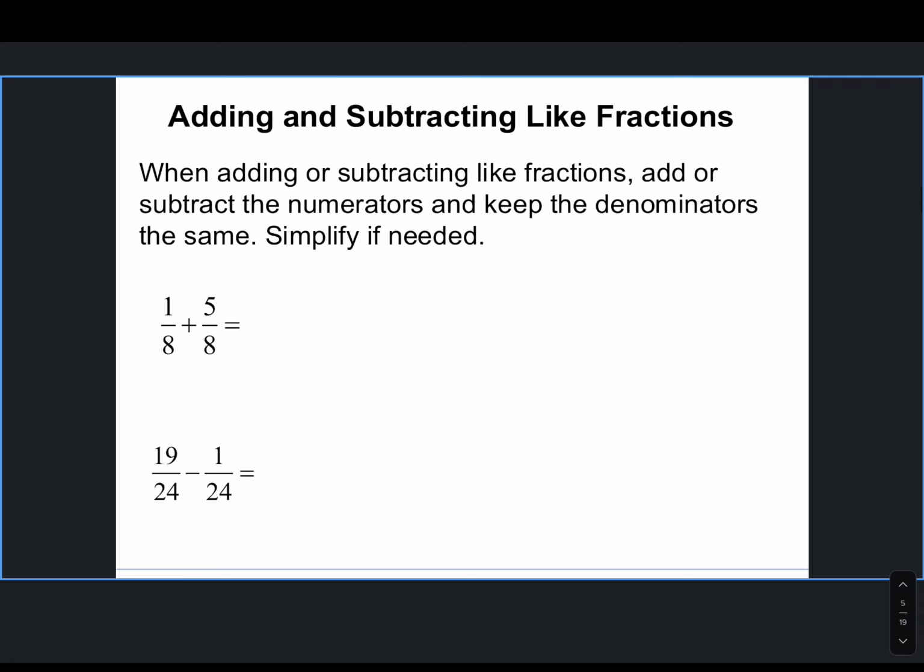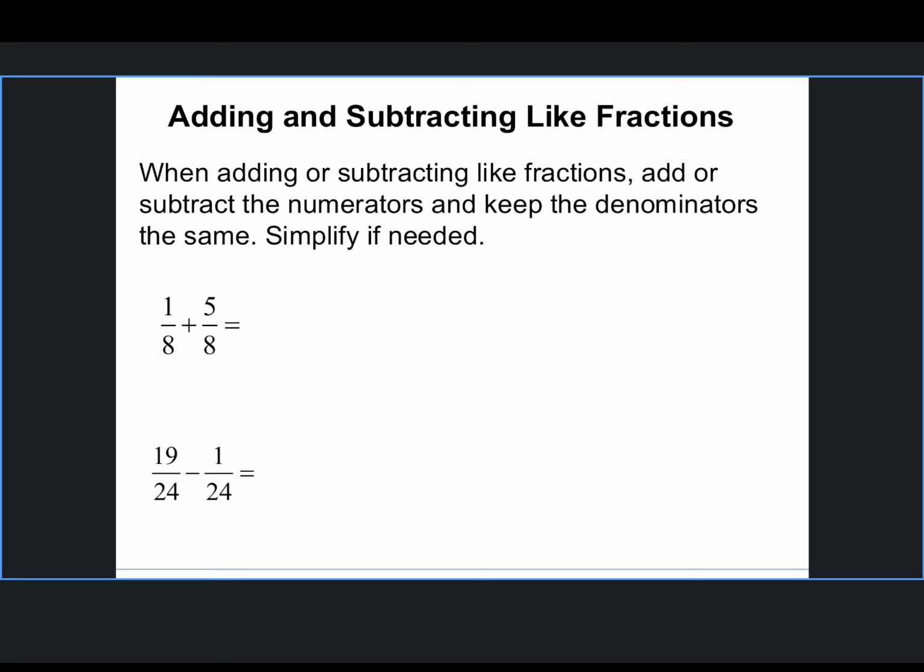Okay, adding and subtracting like fractions. So if we add and subtract like fractions, what is a like fraction? A like fraction is a fraction that has the same denominator. They both have the same denominator. That matters here. What we do is we add or subtract the numerators and keep the denominators the same. Simplify if it's needed.